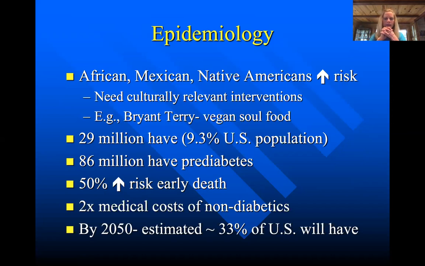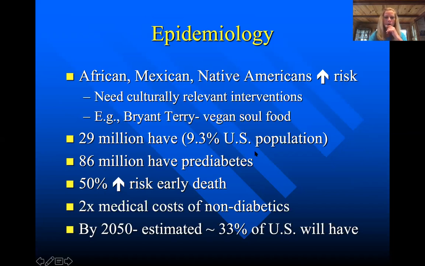We know that about 9.3% of the US population has diabetes now. We've got a lot of individuals, even probably more people out there who have prediabetes, and prediabetes is certainly a risk factor for developing diabetes. So we're taking prediabetes very seriously. 50% increase in risk of early death. Twice the medical costs for people with diabetes than non-diabetes.